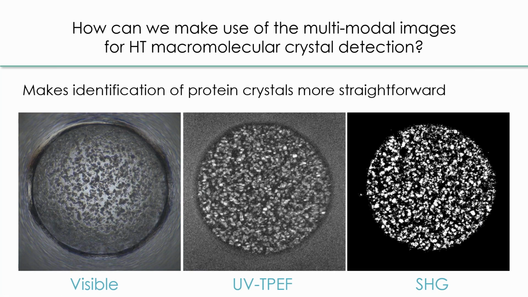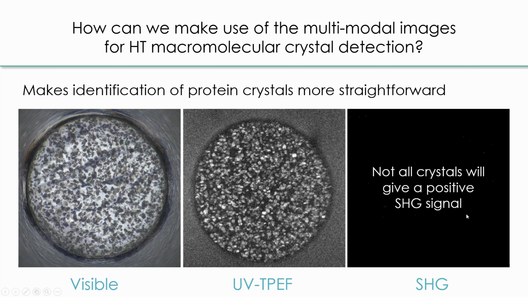We can also use it in images of our wells that may not be as clear that these are protein crystals. Again, in this case, we can clearly identify that these are protein and that they are crystalline. Not all crystals will give a positive SHG signal, so there are some space groups that won't light up in SHG, but again, we can see visible and UV TPF.